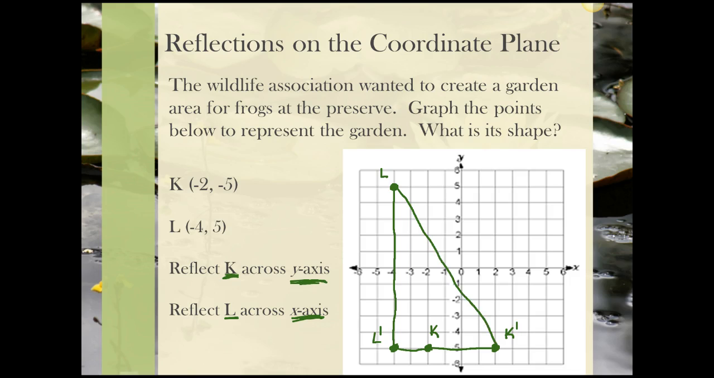Surprisingly, this turns out to be a triangle. And more specifically, it is a right triangle. That will make a nice shape for the frog garden.